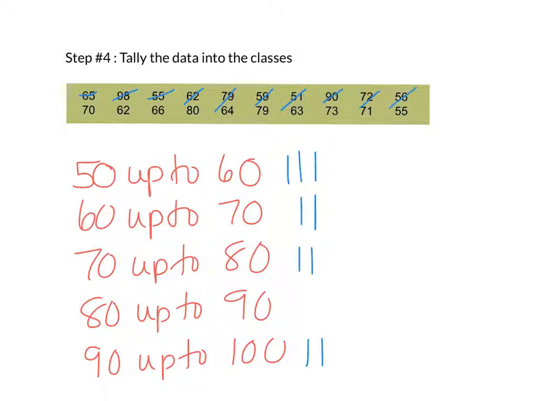72 goes here, 56 goes here, 70 goes here, 62, 66, 80, 64, 79, 63, 73, 71, and 55.